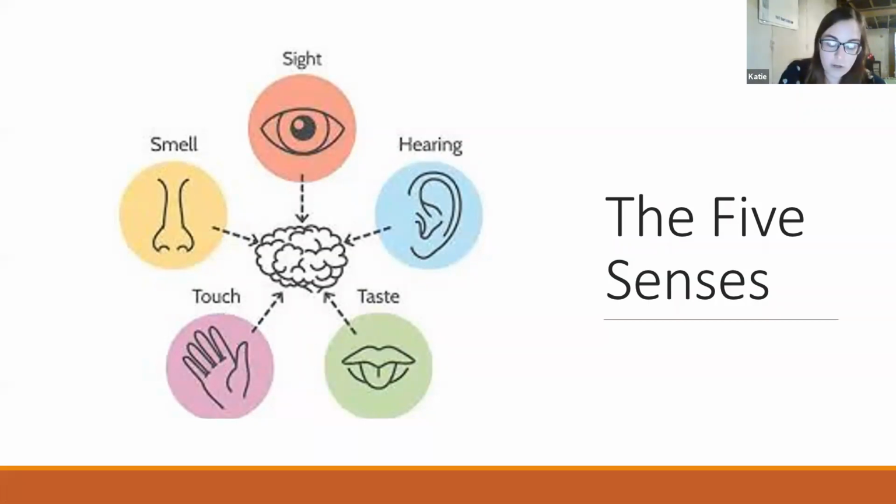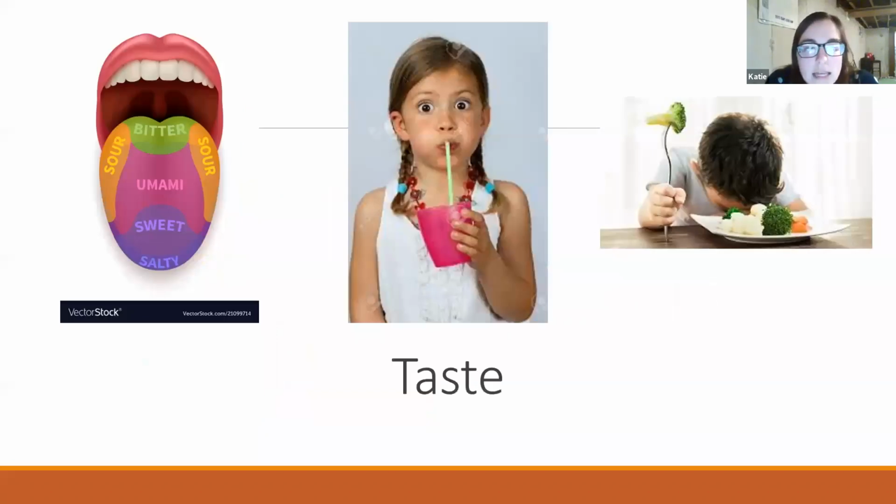The first one we're going to focus on is taste. Taste is where we can see it become a disorder with picky eaters. Anyone have a really picky eater? No one? Okay, oh, there's a hand. That's how it becomes sensory processing disorder: things that are not supposed to be harmful become harmful to our brain.